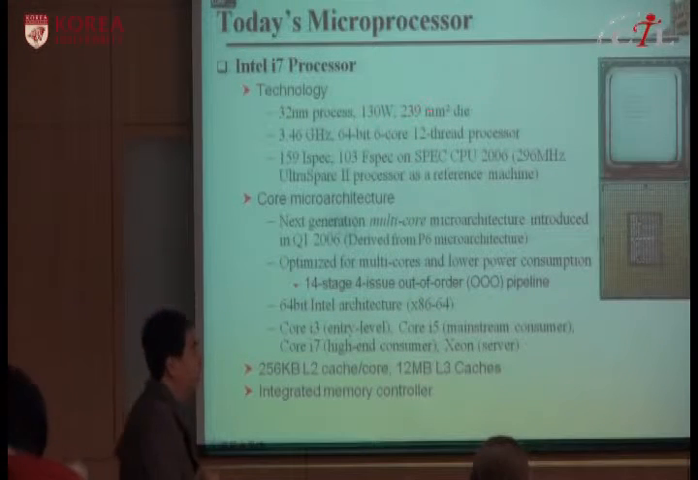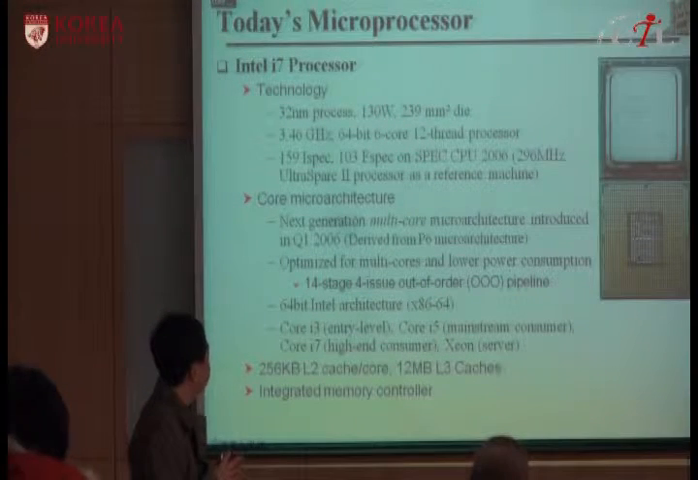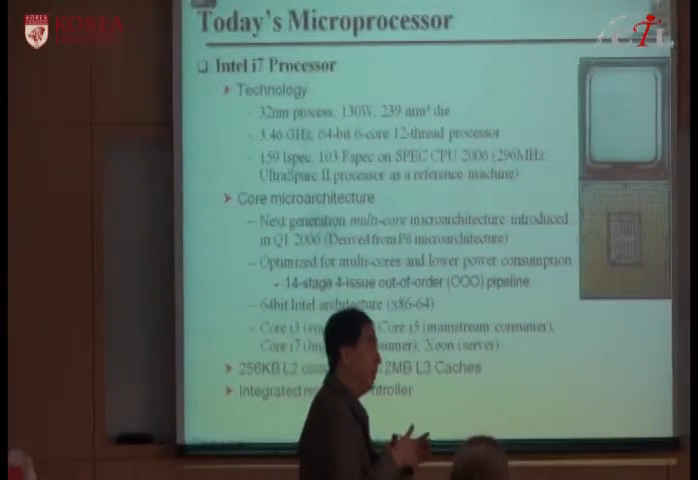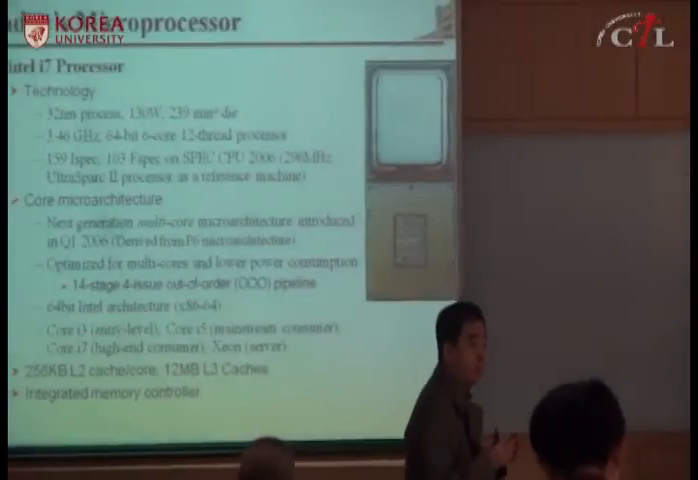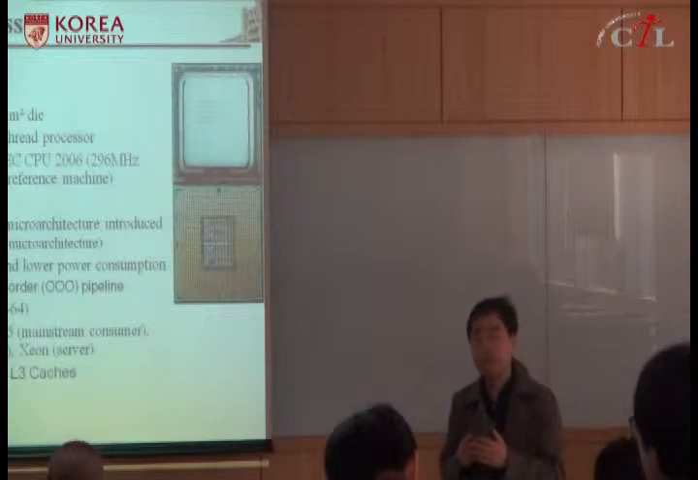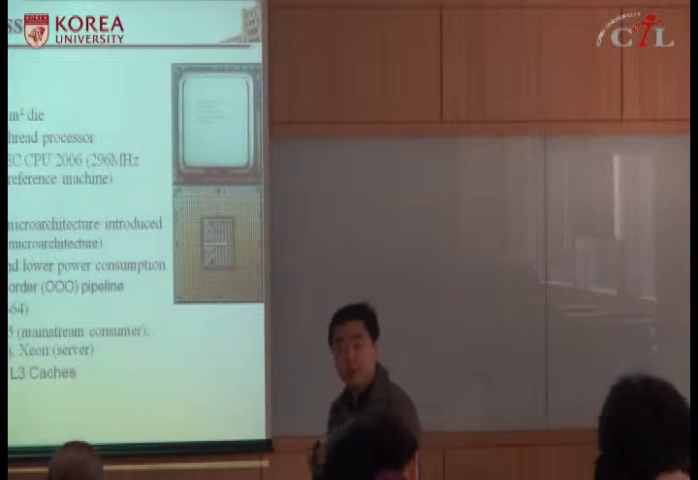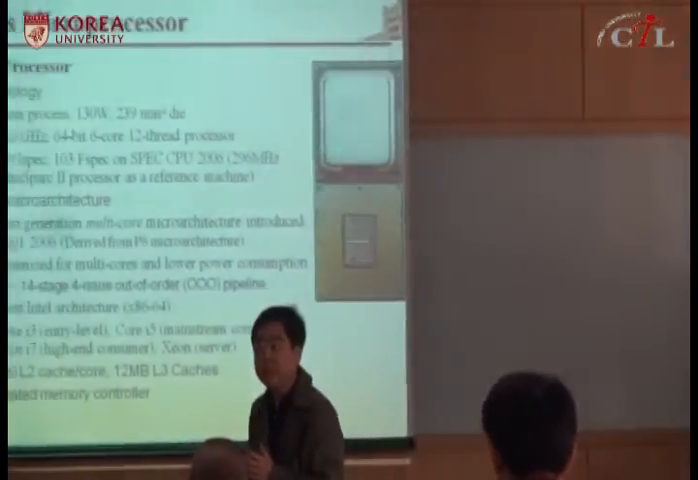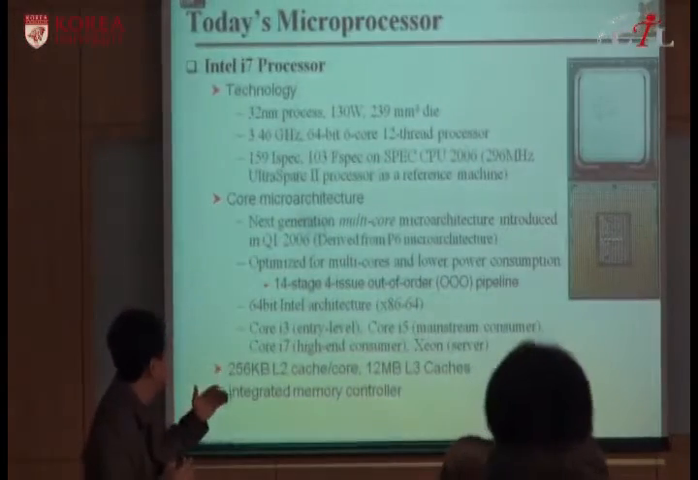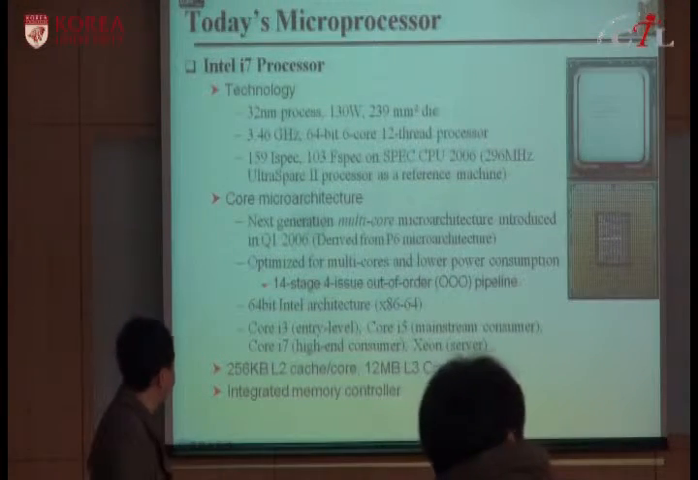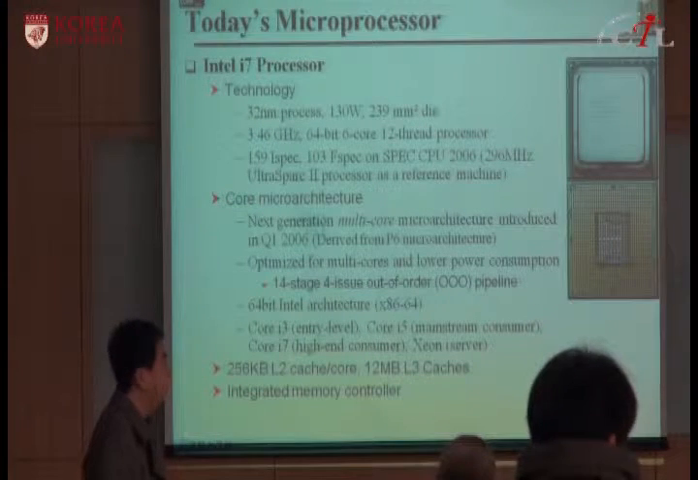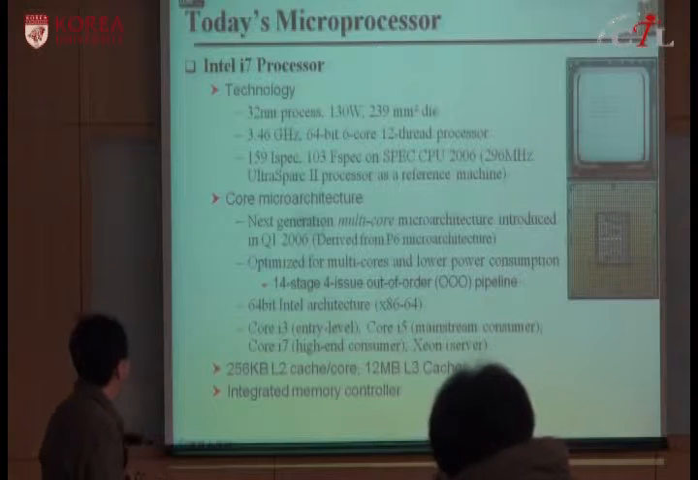And it consumes about 130 watts of power. As I mentioned, this is about the limit of the maximum power budget for CPU design. If the CPU consumes more than this power, then it requires waterproof or other expensive packaging, which can increase the system cost. So you have to meet this power budget. Die size is 239 millimeter square, which is about 1 centimeter by 2 centimeter size.